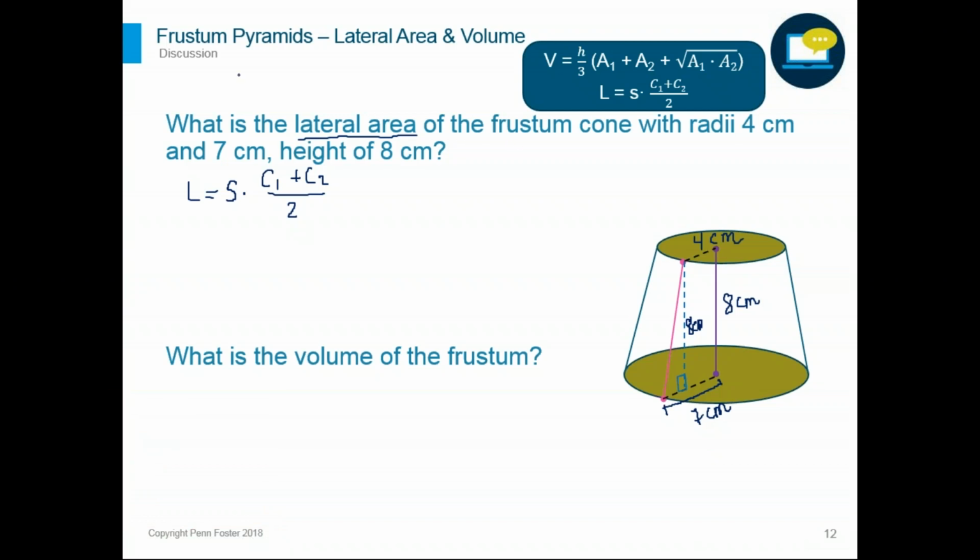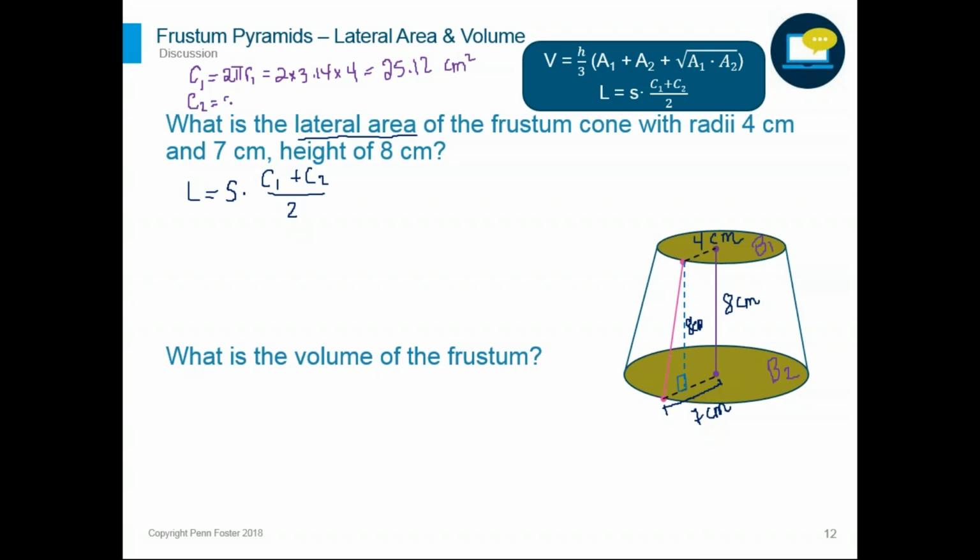So C1, let me do the calculations here. C1 equals 2 pi R1. Let's call the top base 1 and the bottom base 2. So 2 times 3.14, and then times radius 1, which comes from the top base, times 4. And that will give you that the smaller base is 25.12 centimeters. I'm done with C1.